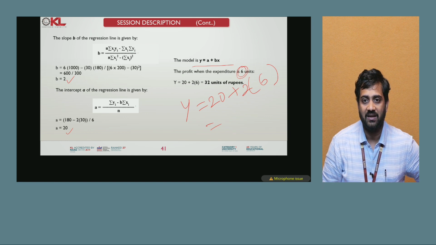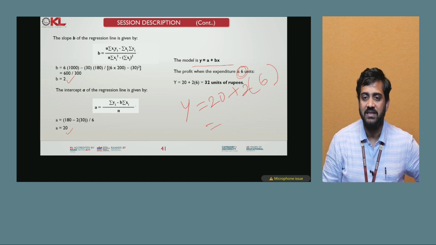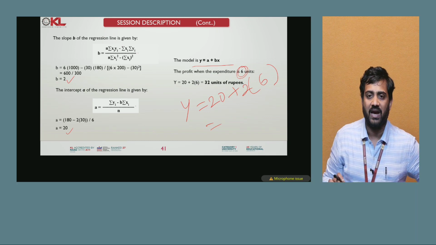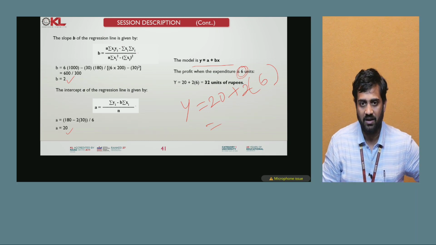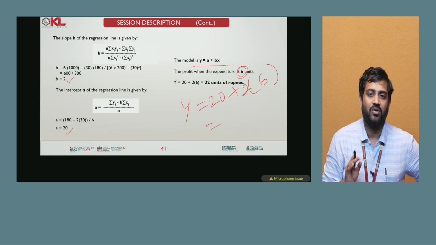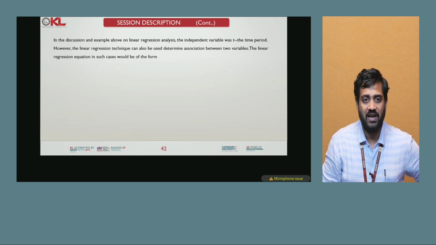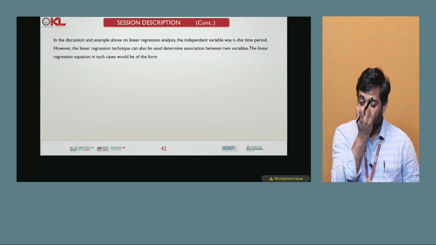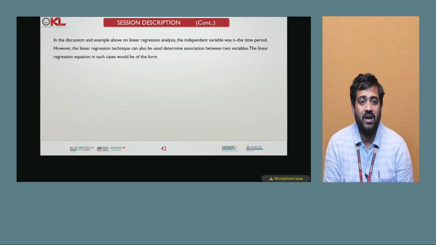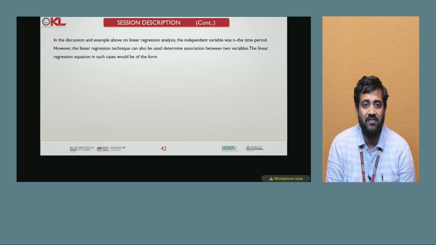Like that we can, for example, if expenditure is 10 units, we can estimate that also. So like this, if you know one variable, the other one also we can estimate, and that is possible with linear regression. Another example I am discussing here, whenever x and y variables are there, whatever relations we have to use, that we discussed.